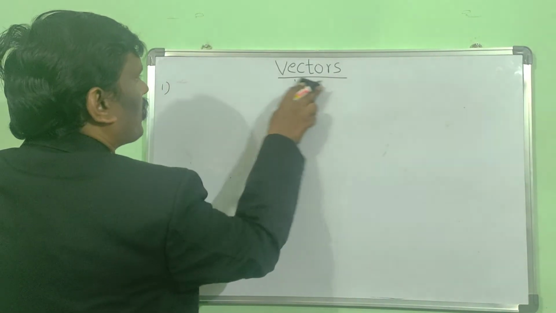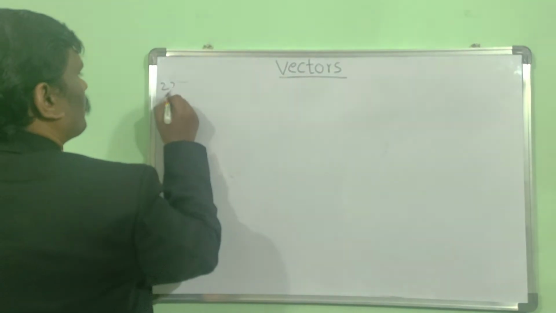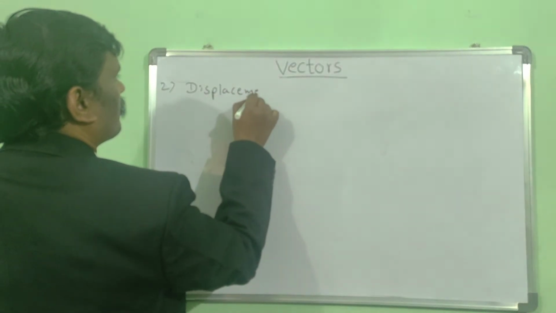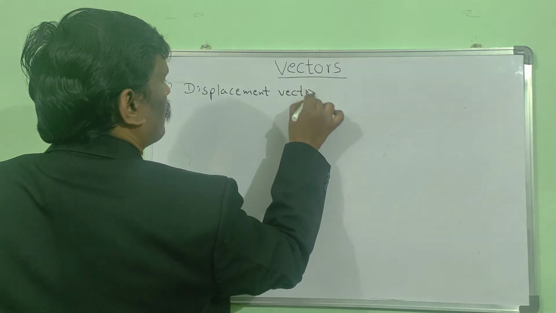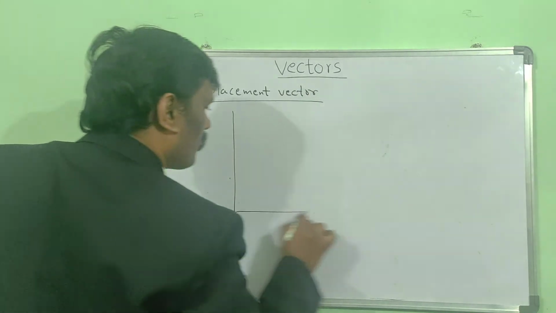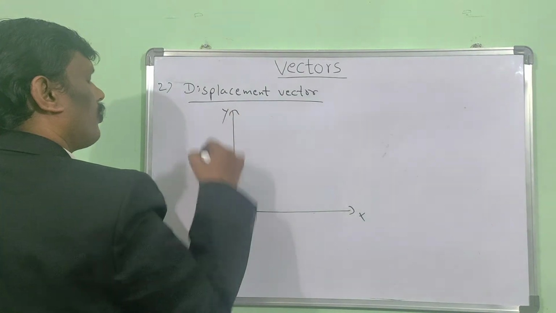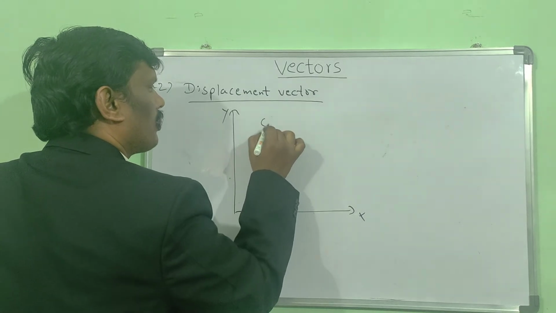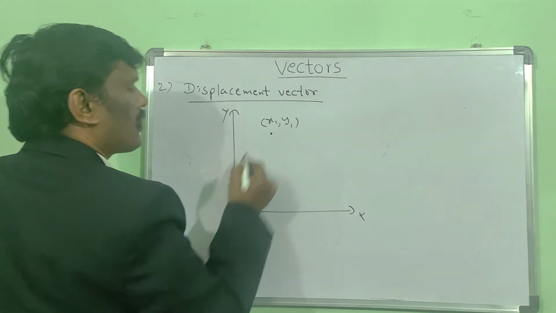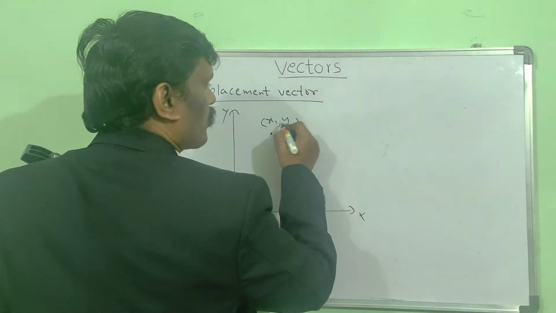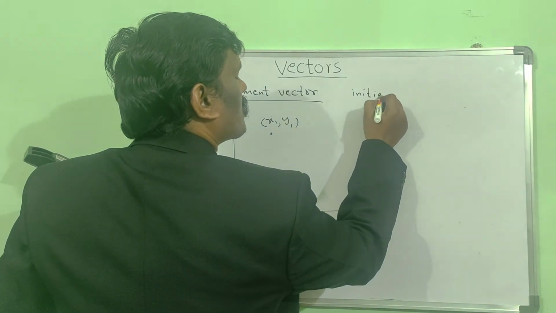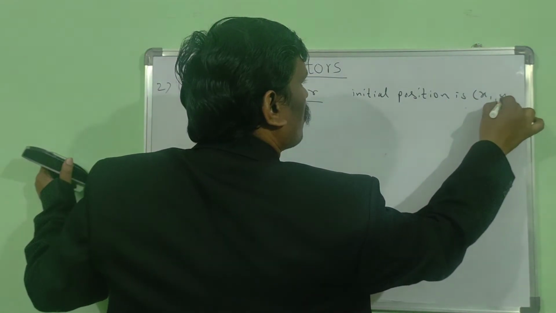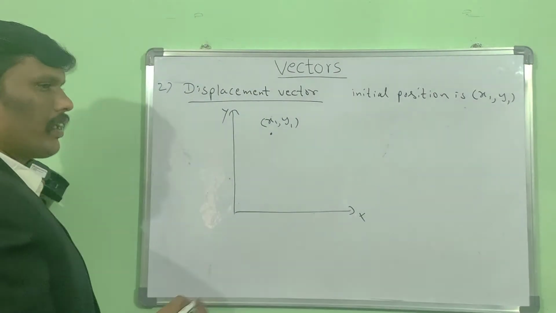Now I am going to discuss the displacement vector. Second one, displacement vector. Consider this is the x-axis and y-axis, and I am going to consider one body at this position, x1 comma y1. I am going to consider the initial position is x1 comma y1. And how to write the position vector?